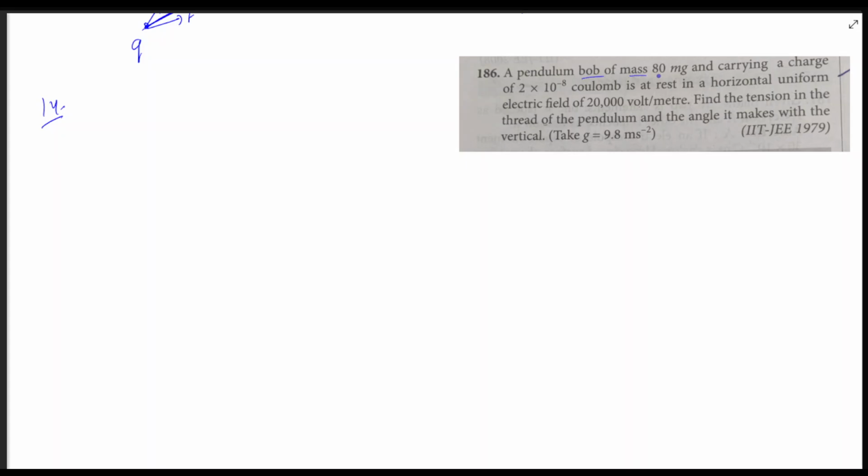So a pendulum of bob mass m carrying a charge q is at rest in the horizontal uniform electric field. Okay, so electric field is like this and the pendulum is like this. So it will make some angle theta, right? Find the tension. So it's an easy question, basic. T downward will be mg and QE will be here. So this is theta. So T cos theta will be balancing mg and T sin theta will be balancing QE, right? An angle we have to find.